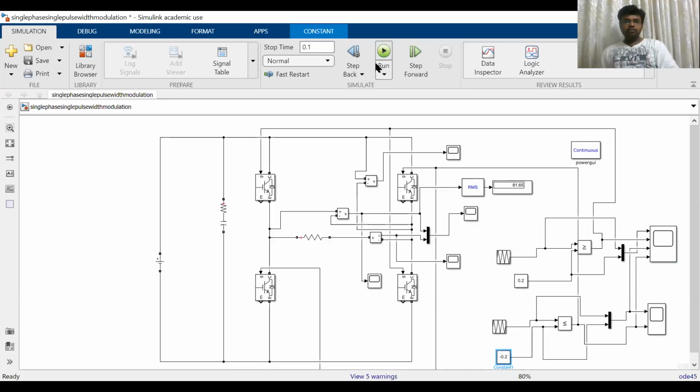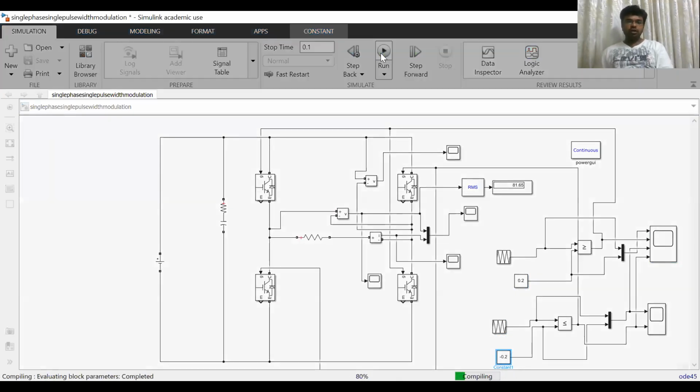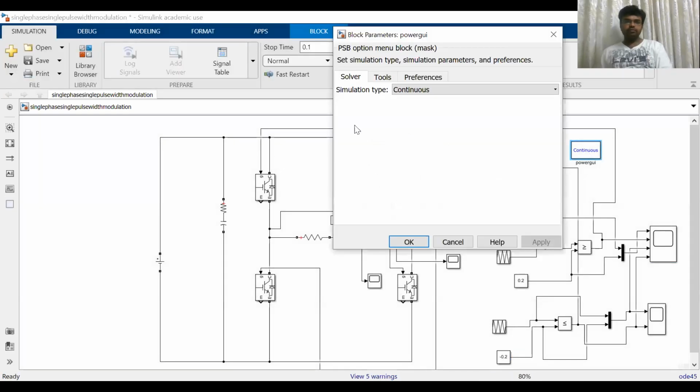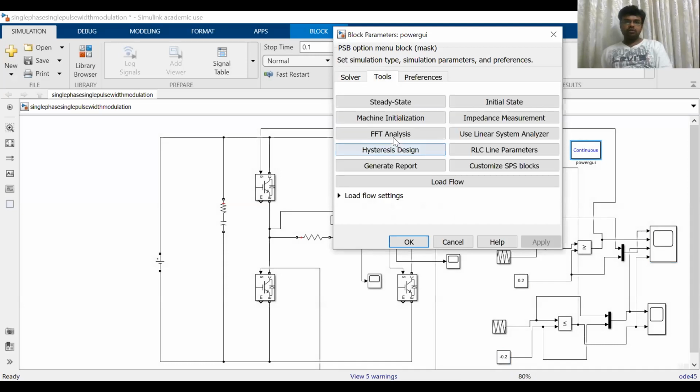And if you run the simulation now, the fifth harmonic will go to 0. So if you run the simulation, just one second, the simulation is running. I will show. So just wait.